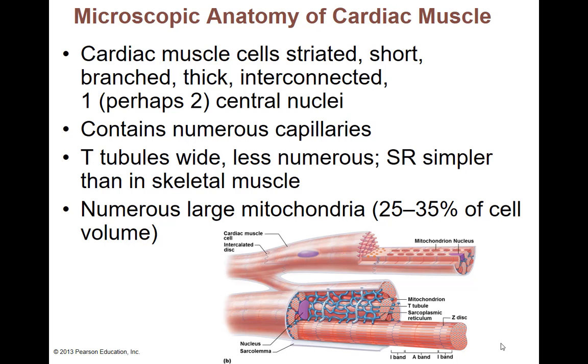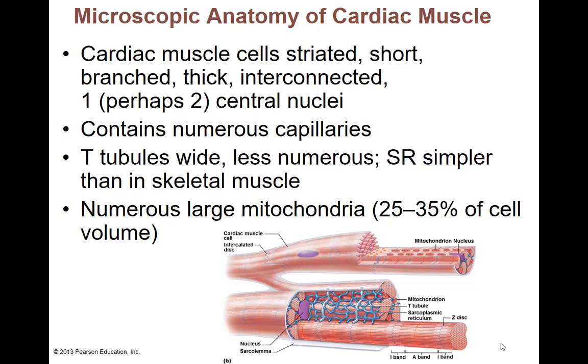Now, some things that we looked at in cardiac muscle tissue: yes, it's striated, it has stripes. It's short and branched. The cells are thicker than some of your muscle fibers. They're all connected and interconnected with all those branches to each other. They usually have 1, occasionally 2 nuclei. They have lots and lots of capillaries, bringing lots and lots of oxygenated blood.